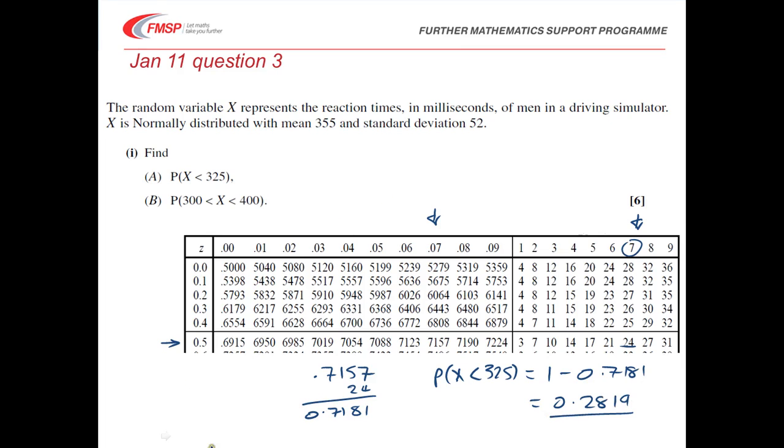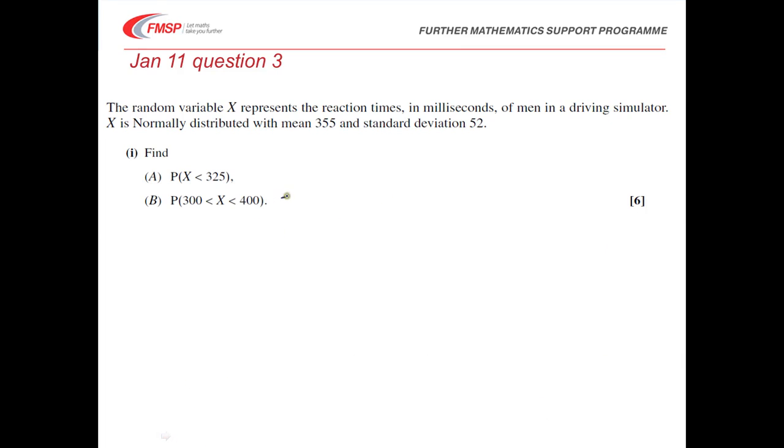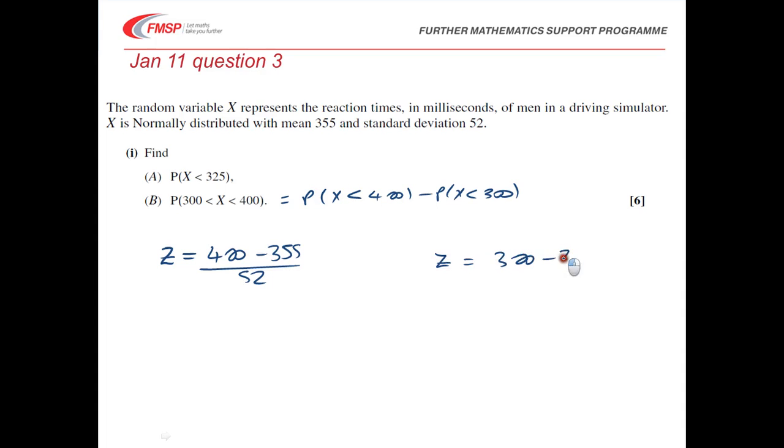So that's quite nice. Now part B follows pretty much the same structure, except you need to realize that this is the probability of x being less than 400 minus the probability that x is less than 300. So we standardize in exactly the same way. So if we look at the first one, z is equal to 400 minus 355 over 52. And if we look at the second one, that's 300 minus 355 over 52. Standardizing each, this one is going to give me a z value of 0.865. This one is going to give me a z value of minus 1.058.